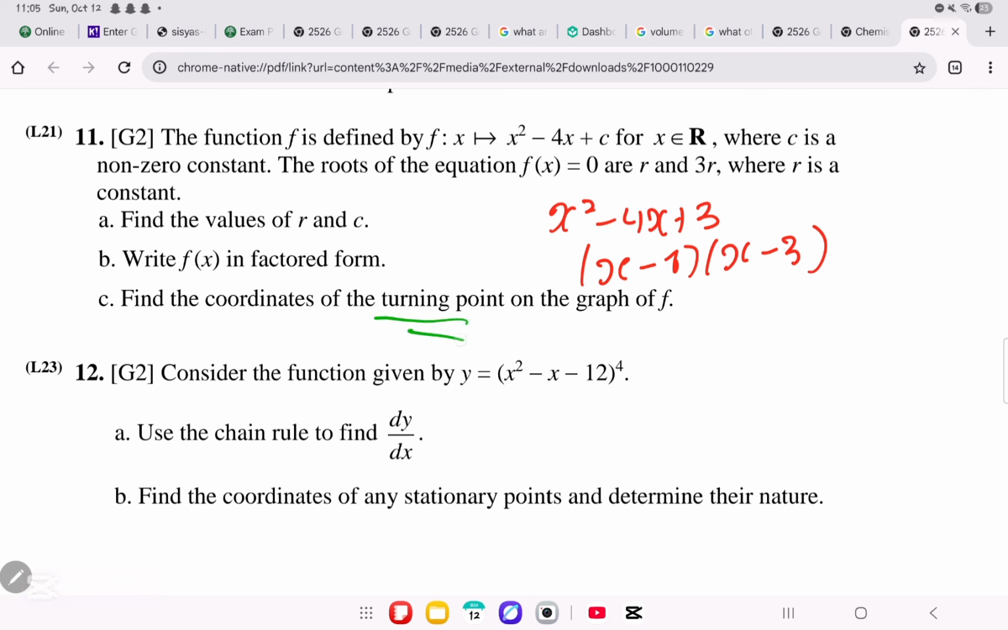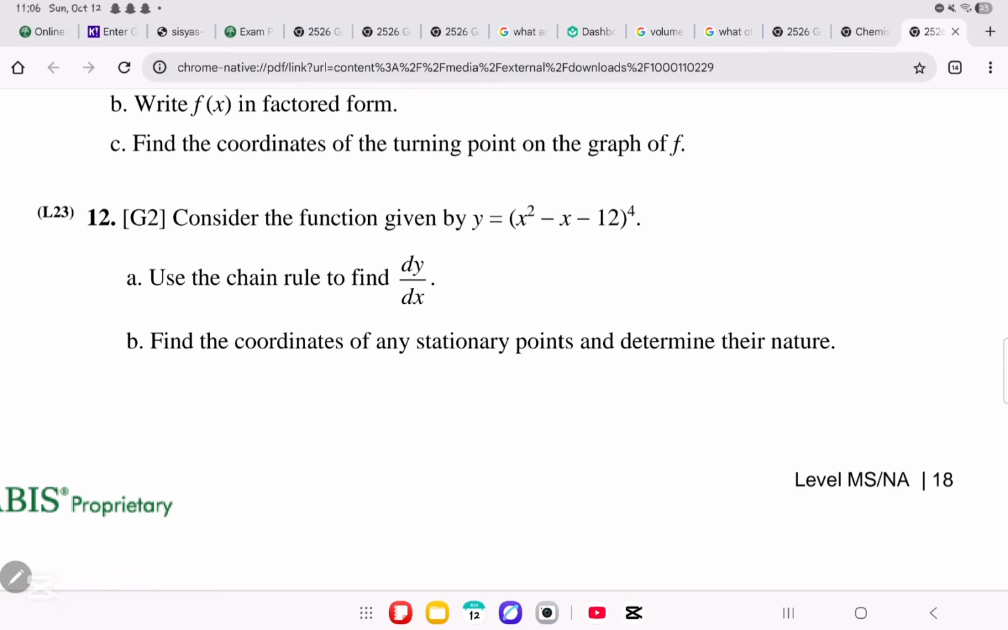So when they say turning point, I think they mean like point of inflection. So we'll need to take the double derivative. So we take the first derivative, which is 2x minus 4. And then we take the second derivative, which is 2. That means the point of inflection is 2. Okay, question number 12.